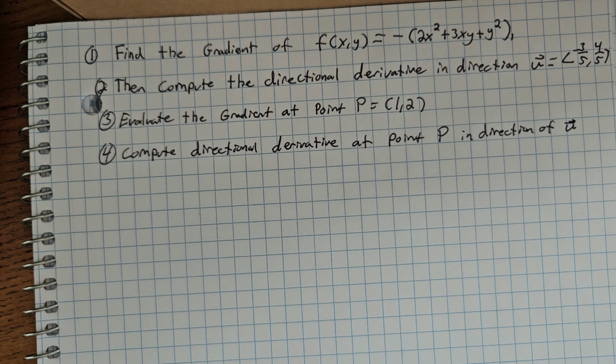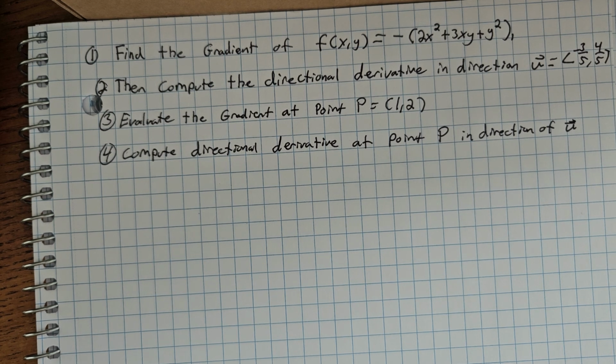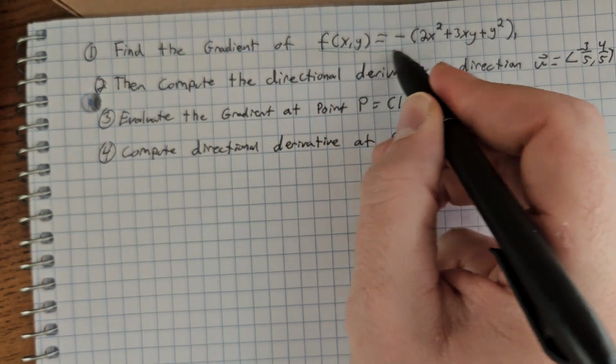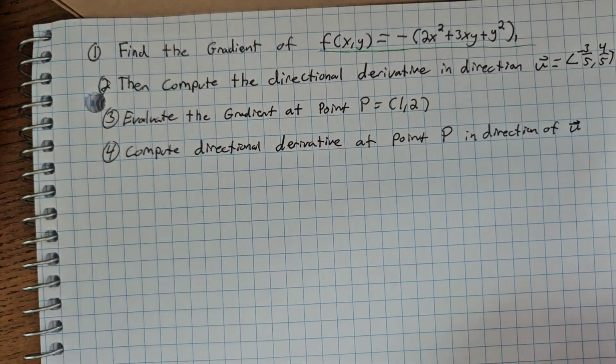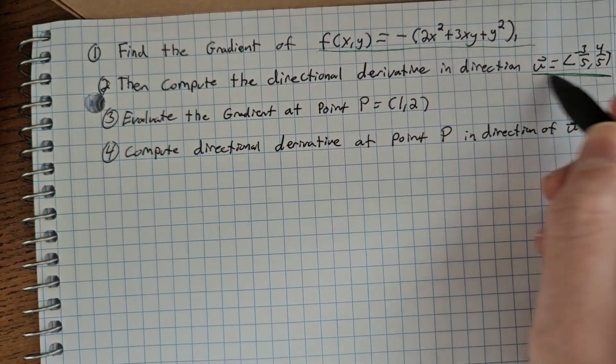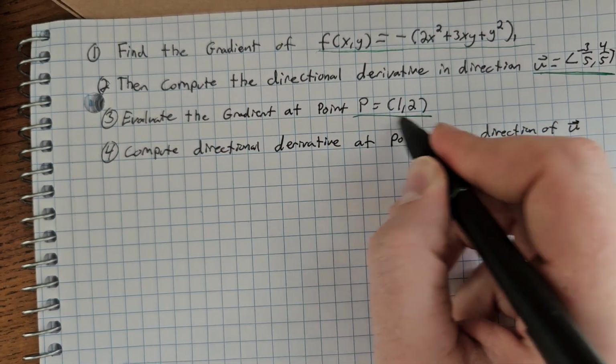So, the problem I chose has 4 parts. The first part is finding a gradient, and then taking that gradient to compute a directional derivative in the direction of u, then evaluate the gradient at point P, and finally computing the directional derivative at point P in the direction of u. Looking at the problem, your important information is your value of f of x, your vector of u, and point P.